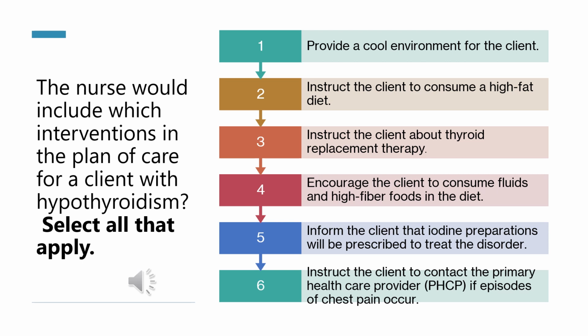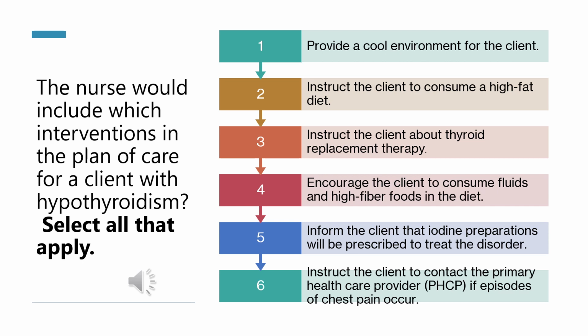Two, instruct the client to consume a high fat diet. We just said they're gaining weight because their metabolism is so slow. So we don't want a high fat diet. We want a low fat diet because we don't want them to keep gaining even more weight. So low fat diet.